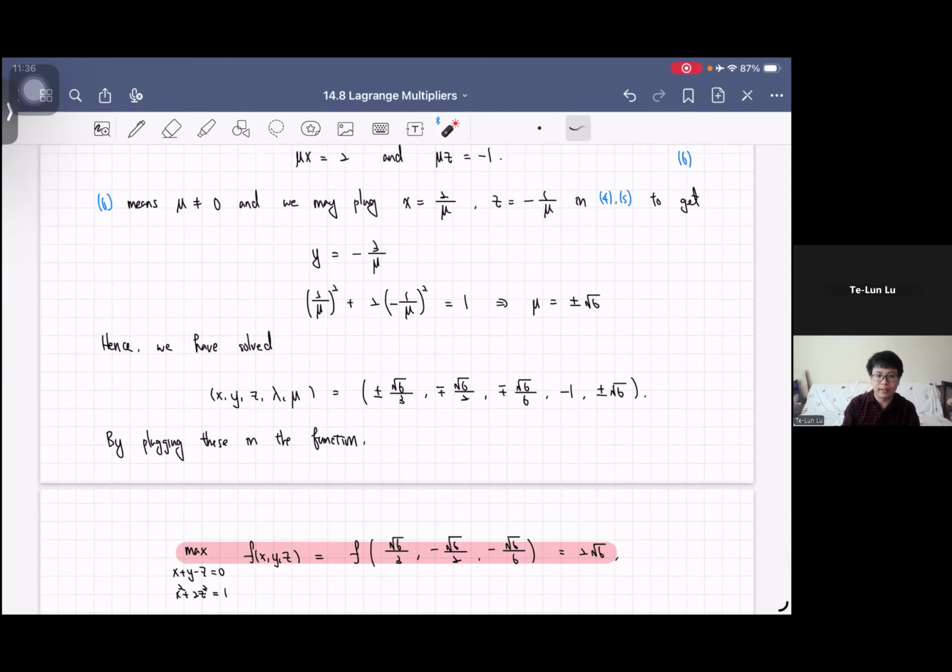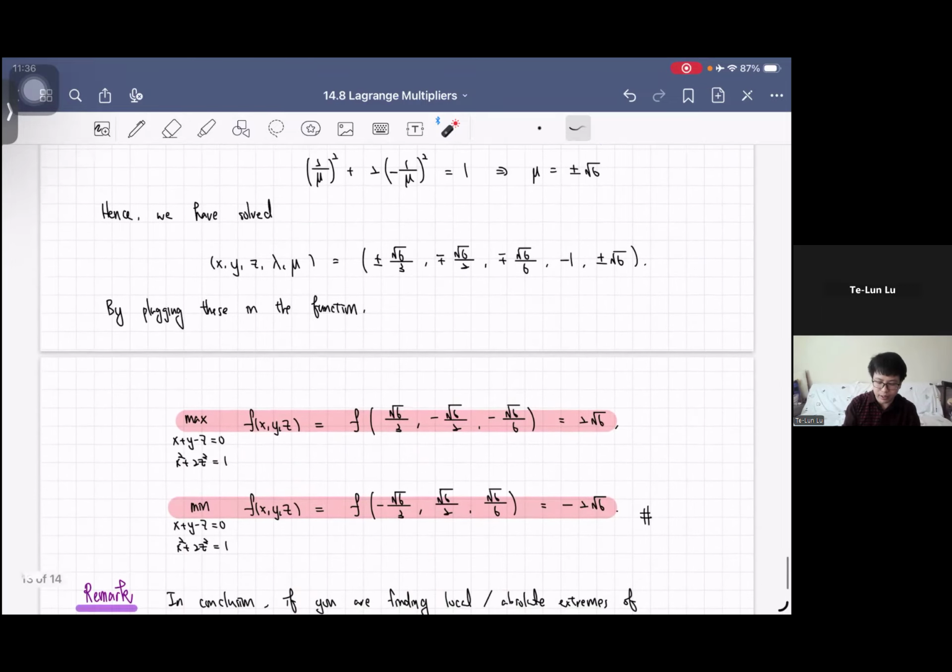So you just plug everything in. You get that the function value at the plus minus minus point will be 2 root 6, and the other one will be minus root 6. So the maximized one will be the maximum, and the minimized one will be the minimum. The minus 2 root 6 is the minimum of f constrained to x plus y minus z equals 0, and x squared plus 2z squared equals 1.